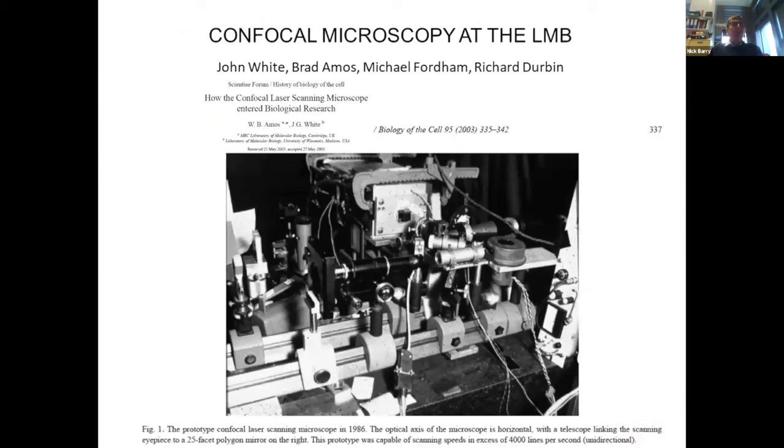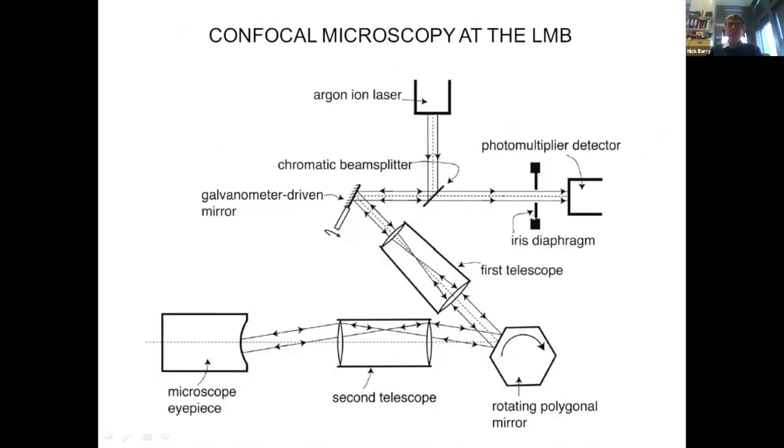There's a long history of confocal microscopy at the LMB, and this is what the contraption looked like. So their actual microscope is here, that little tube there. This is all the scanning mechanism. There's a rotating mirror scanning here. This is a light source, which is a laser, and the detector is back here. If you have a look at that as a diagram, you can see this mechanism here.